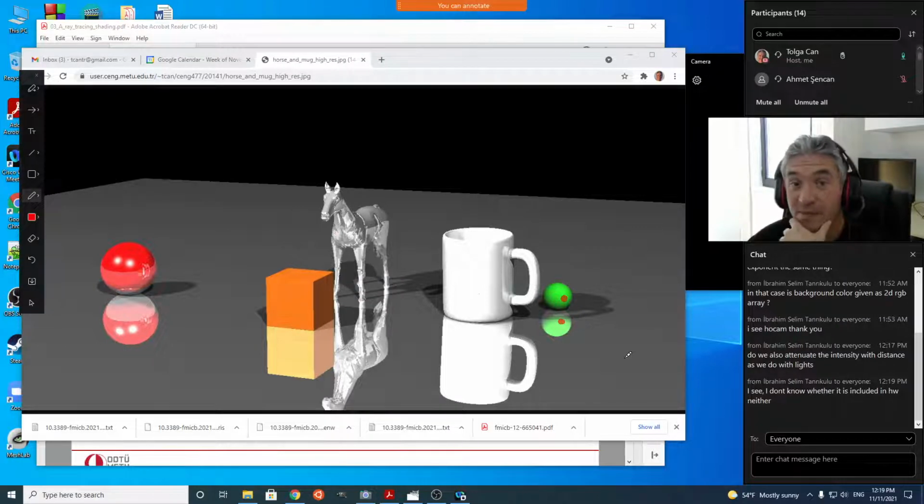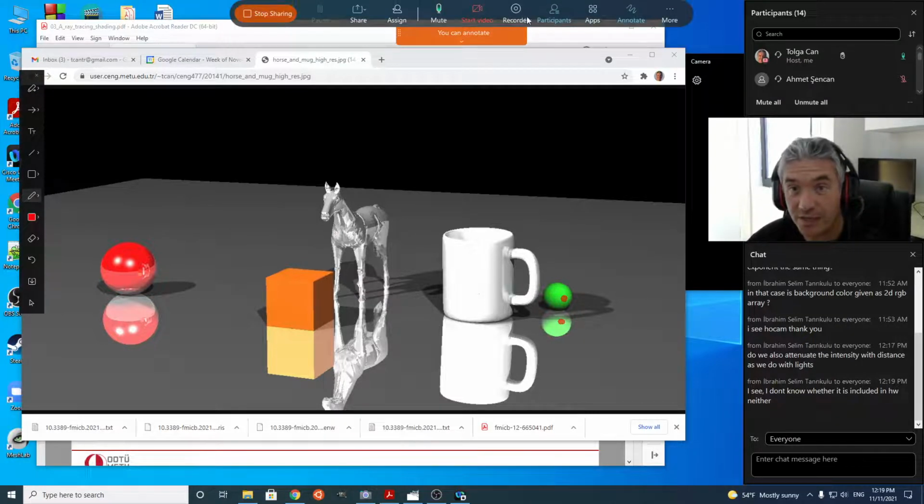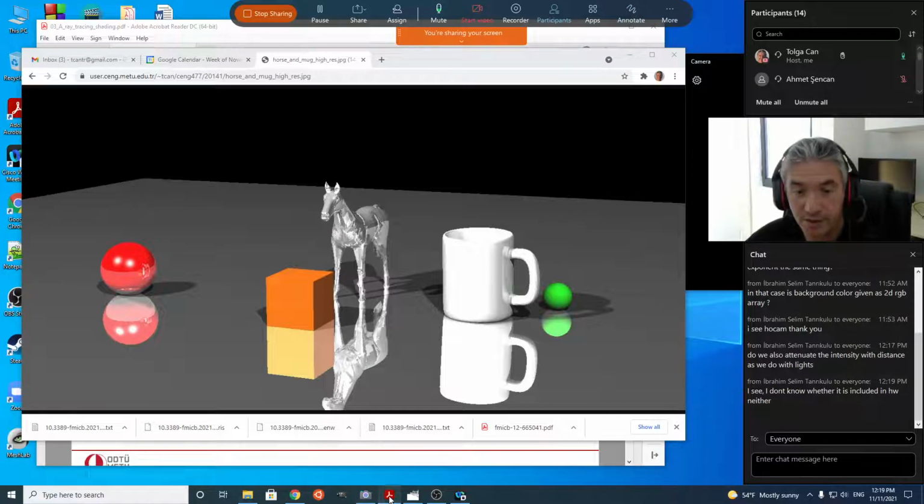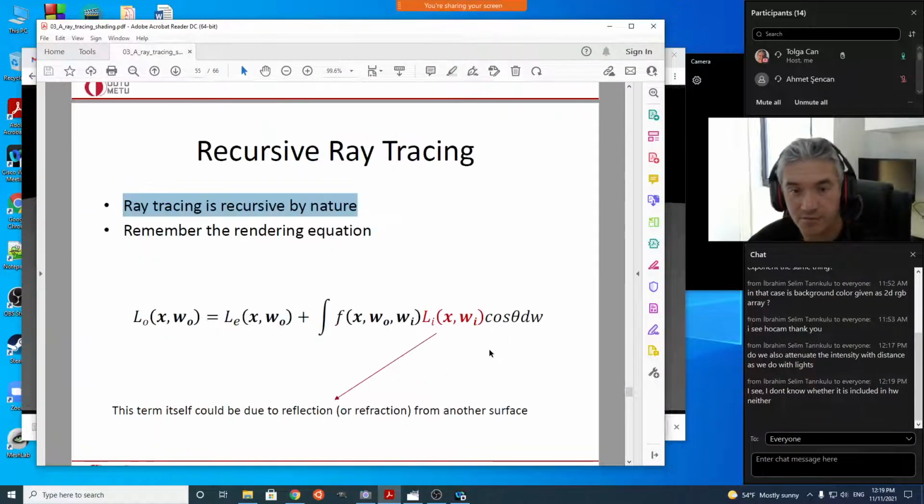Yeah, maybe they forgot to give this detail, but let's see. If it's not specified in the assignment, our reference should be the book or how we describe this on the slides, and let's see how the slides do that.